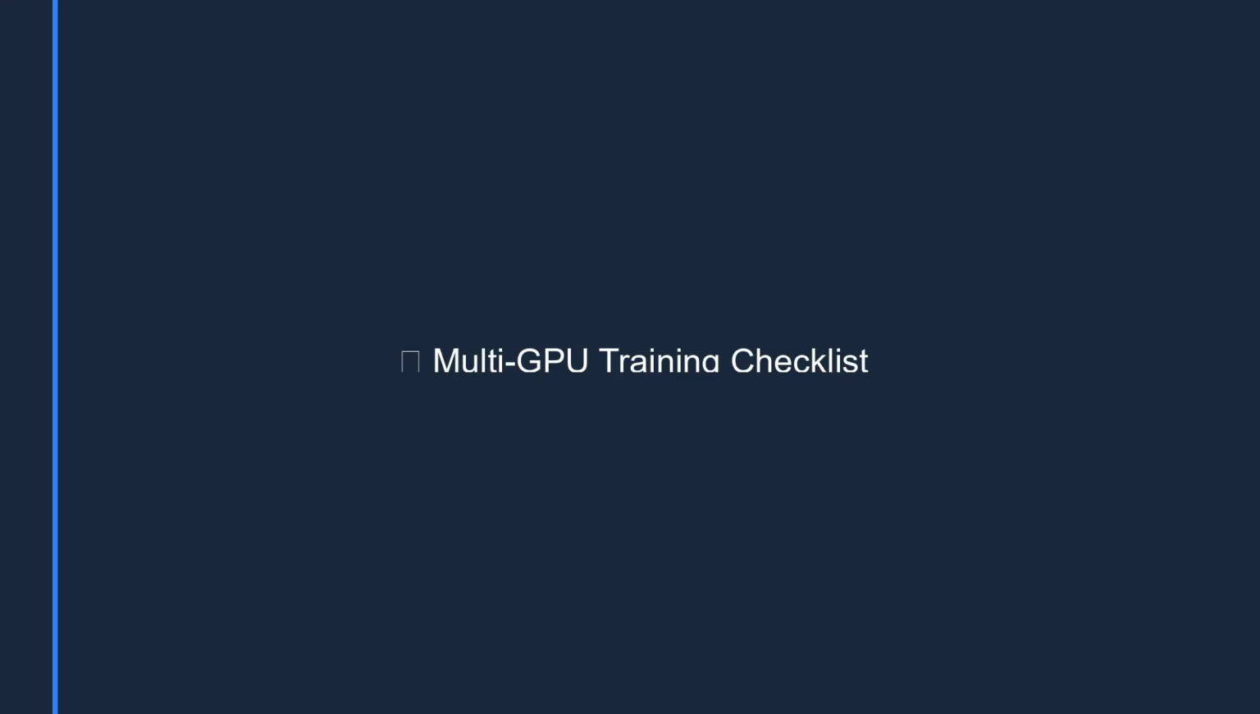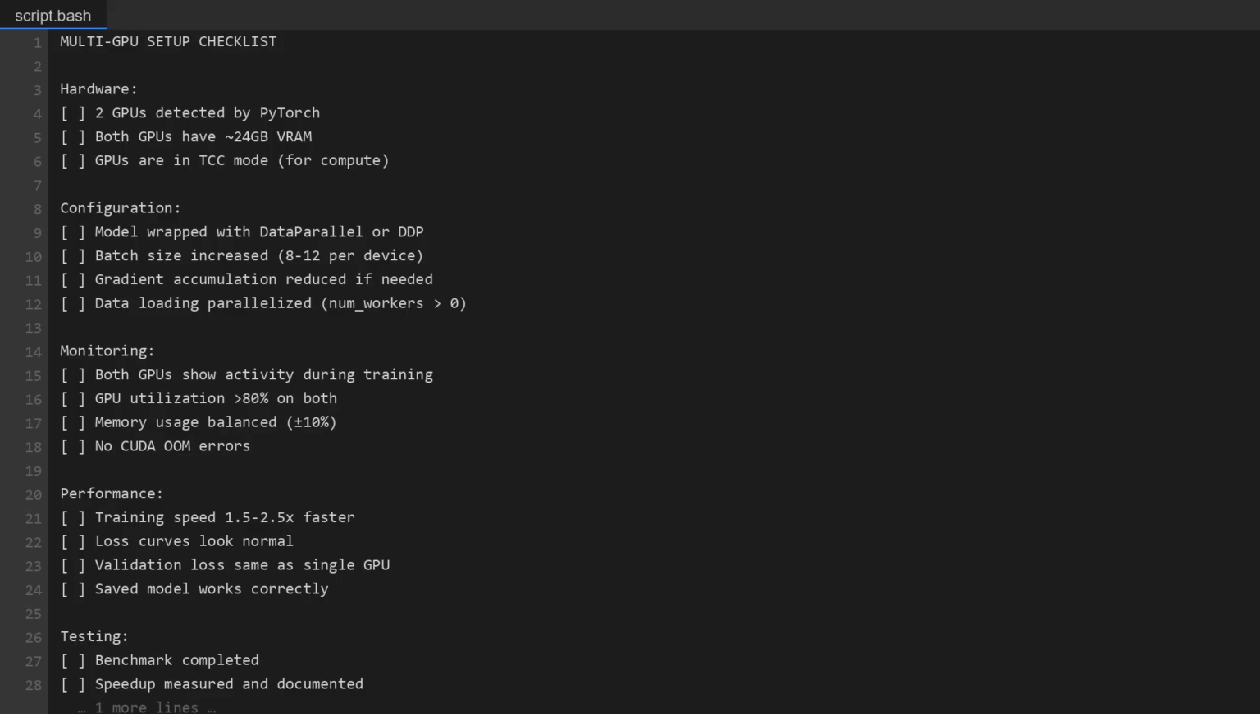Multi-GPU training checklist. Before starting any serious multi-GPU training run, work through this checklist. Confirm both GPUs are detected by PyTorch with device_count returning 2. Verify both are in TCC mode. Without it, Windows display driver interference can stall compute tasks. Check that CUDA_VISIBLE_DEVICES is either unset or explicitly set to 0,1.